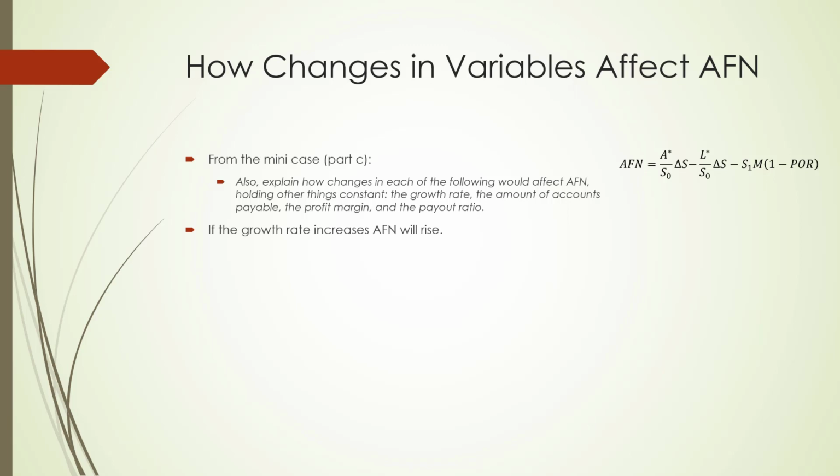Now, the second one asks about the amount of accounts payable. So accounts payable is a spontaneous source of financing. So that second term is going to get larger. Everything else stays the same, and that means that if accounts payable goes up, AFN would decline. And notice that I've made a mistake here. This should say if accounts payable rises, AFN will fall. So I'll fix that in the PowerPoint notes.